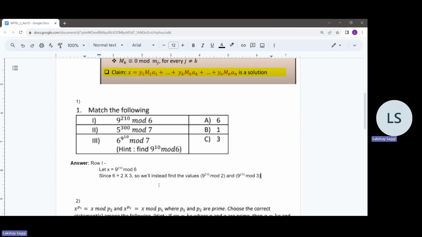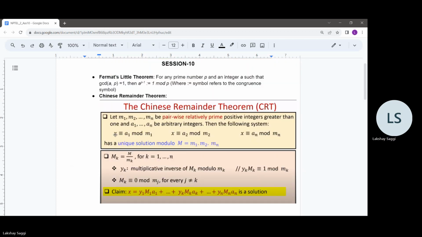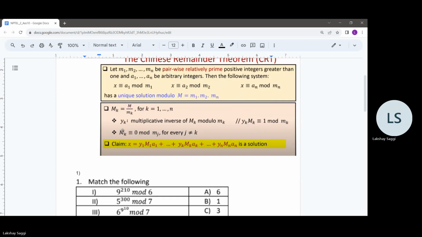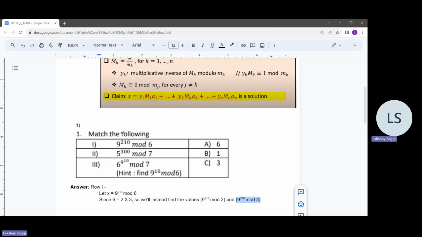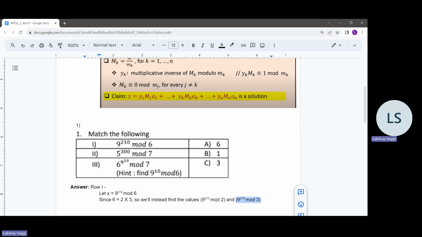And why will this sort of thing be useful to us? Because let's say we find out the value of 9 raised to power 210 mod 2 and then 9 raised to power 210 mod 3. Then we sort of have an x. Basically what I mean to say is we'll have a number which when divided by 2 leaves a remainder of 9 raised to power 210 mod 2, and similarly, which leaves a remainder of 9 raised to power 210 mod 3.